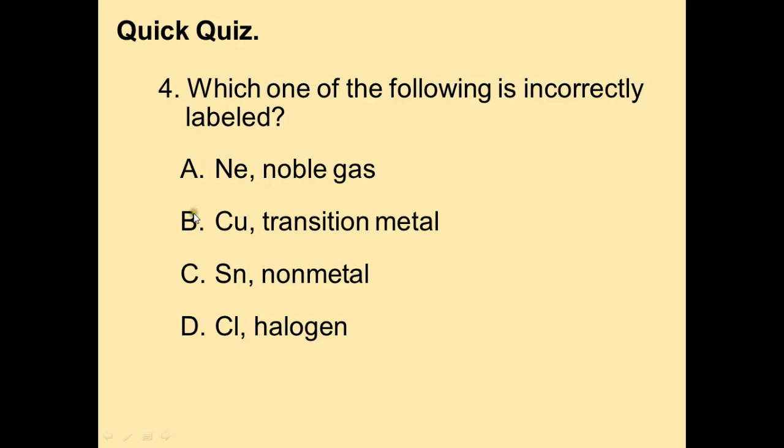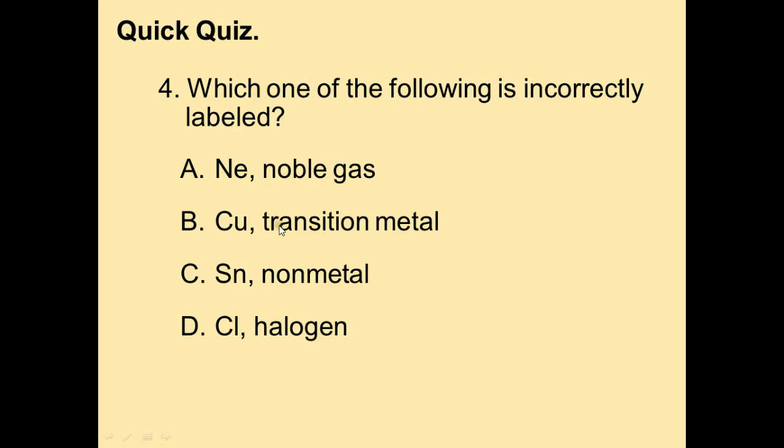And then here's another question. Which one of the following is incorrectly labeled? A, Ne, a noble gas, Cu, a transition metal, Sn, a nonmetal, or Cl, a halogen. So A, let's just go through all these. So starting with A, neon, a noble gas. Well, if you look on your periodic table, neon is in the last row for the 8A group, and the 8A group is also known as the noble gases, so it is correct.